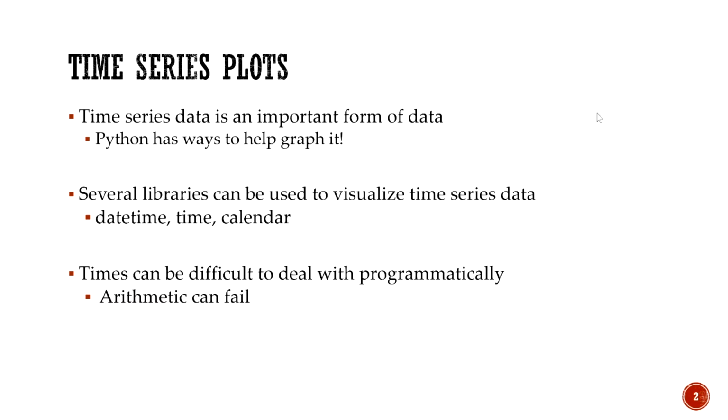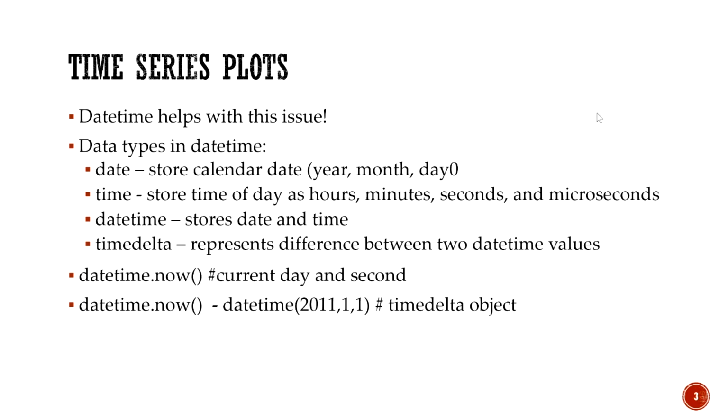So times can be difficult to deal with from a programming point of view. Arithmetic operations can fail, and we cannot use arithmetic numbers to represent them. The datetime module helps with this issue. Data types in the datetime module include date, which stores a calendar date like year, month, and day. Time stores time of the day as hours, minutes, seconds, and microseconds. Datetime stores both date and time. Timedelta represents the difference between two datetime values.